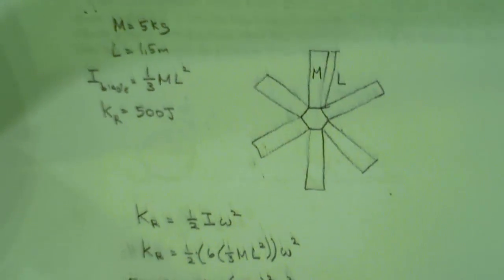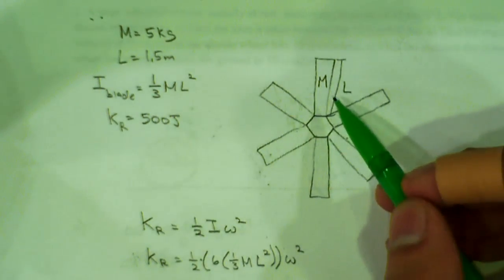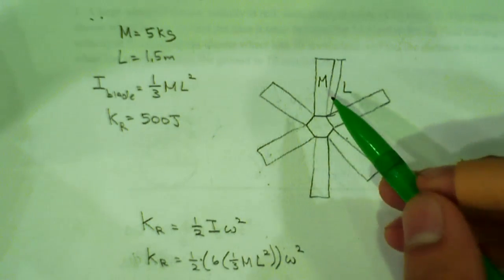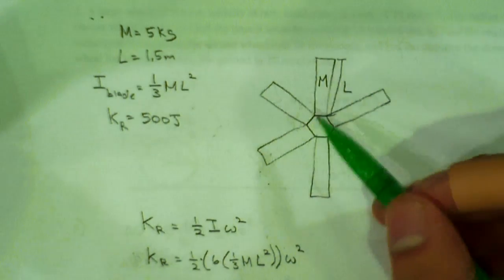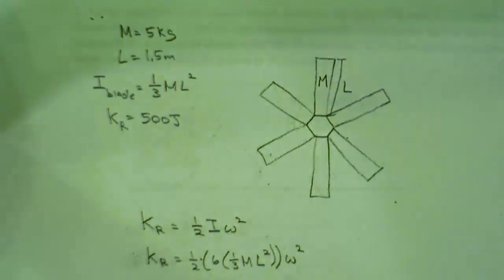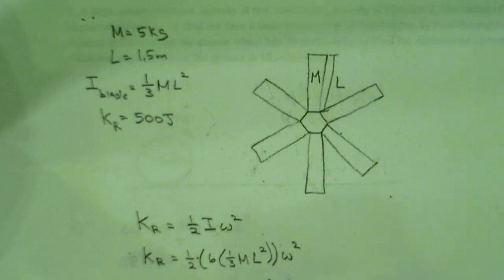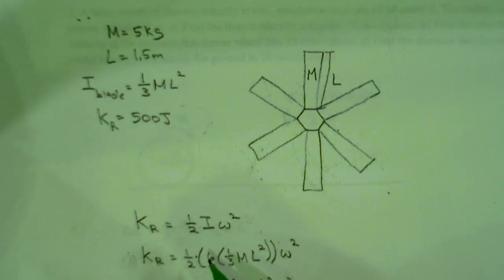So the tricky part about this question is to get the I value. So we have 6 different blades. So we're going to have 6 different moments of inertia. But because they have the same properties, they're going to be all the same value, but 6 of them. So basically you do I, which is 1/3 ml squared, right? And you multiply by 6 because there's 6 of them.